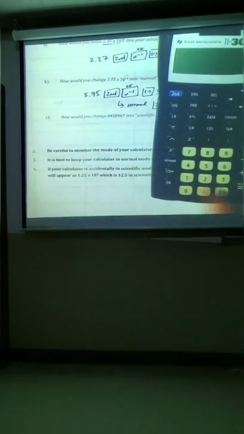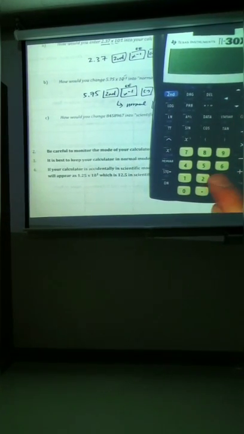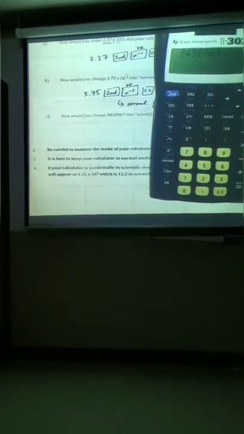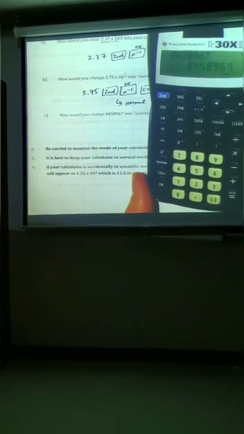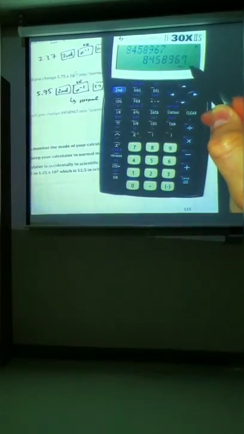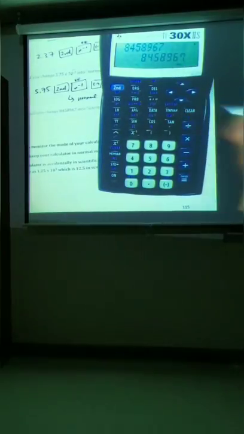Sometimes you have a big number, so let's type that big number in. 8458967. So there's our number. Notice our decimal is way down here, and that's the issue. Maybe you could skip back as many times as you want to put it in scientific notation yourself, and that's perfectly fine.